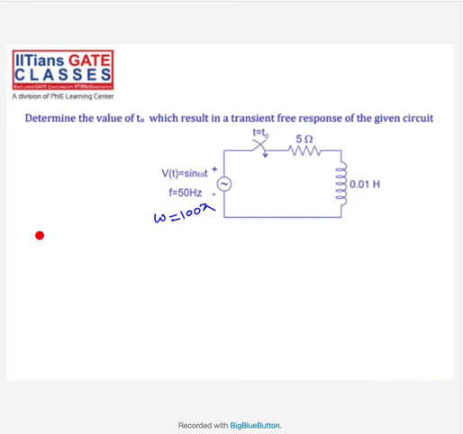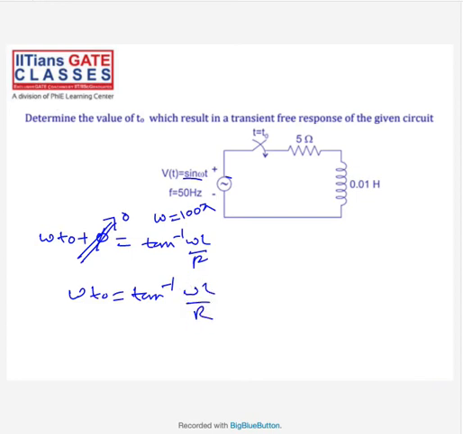You have omega t naught plus phi is equal to tan inverse omega L by R. This is sine, so phi is given as 0. So omega t naught is equal to tan inverse omega L by R. Omega is 100 pi into 0.01 by R, which is 5. So this is pi by 5, tan inverse pi by 5, which is 180 by 5, 36. Tan inverse 36. Find the value of this.